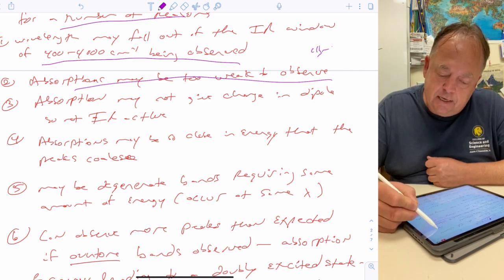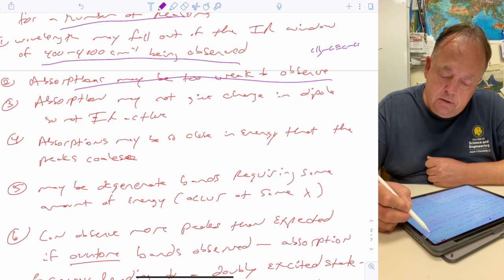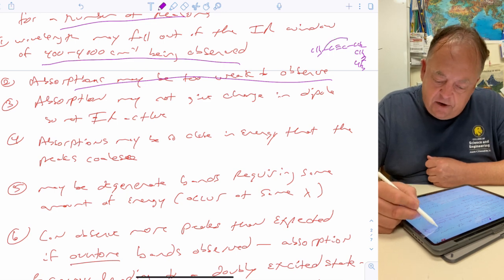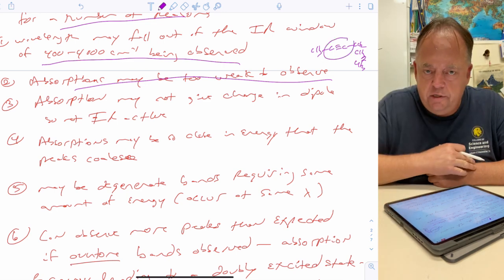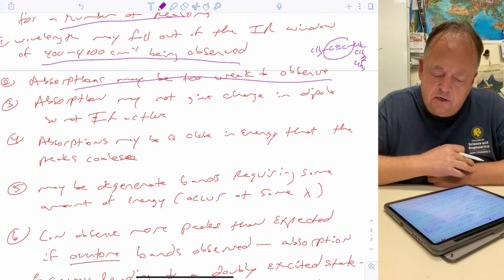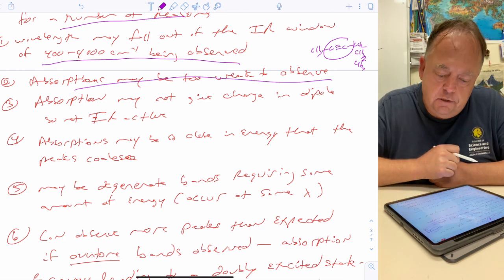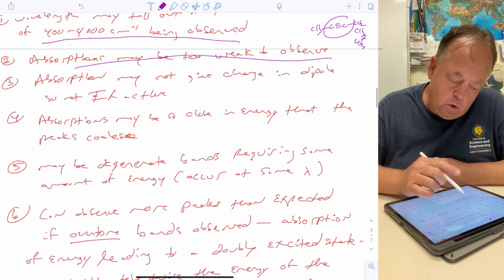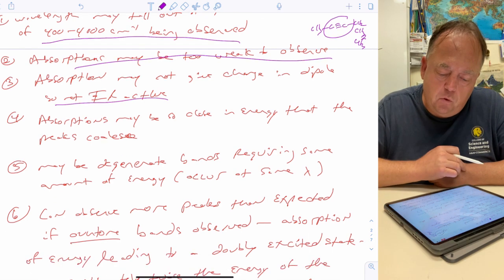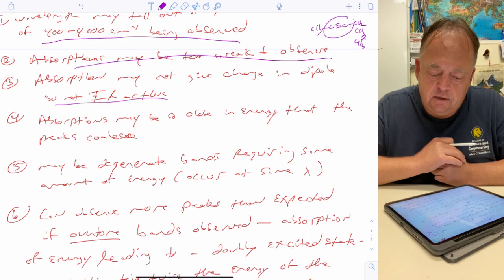We looked at an example last time. If you had some alkyne like that, it's not a very polar bond. It's going to give a very weak signal, and you may not observe it. It may just be lost in the noise. Or if the absorption doesn't give a change in the dipole moment, then that will not be IR active.